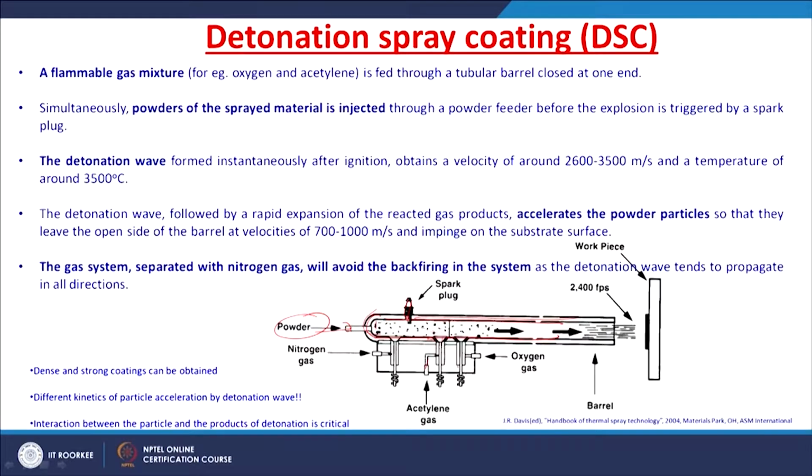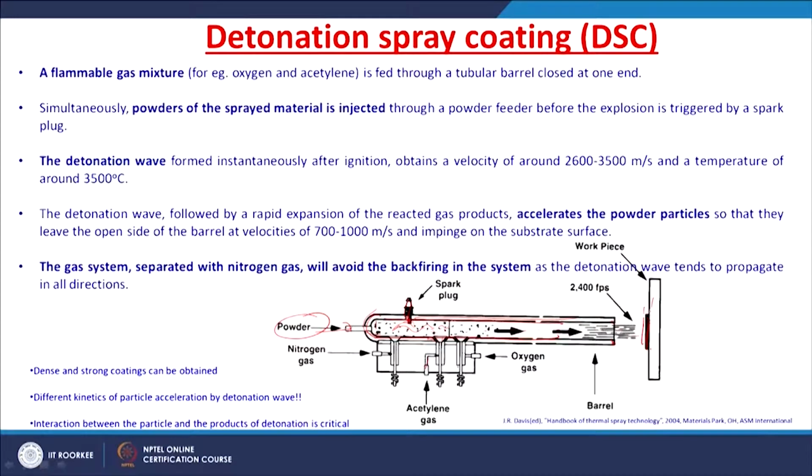Once the explosion is triggered, there is an ignition, and the ignition gives a detonation wave formed instantaneously, which obtains a velocity of 2600 to 3500 meters per second and temperatures of around 3500 Celsius. The detonation wave, followed by the rapid expansion of the reacted gas products, accelerates the powder particles so that they leave the open side of the barrel at very high velocities of around 700 to 1000 meters per second, and then impinge onto the substrate to form a coating.